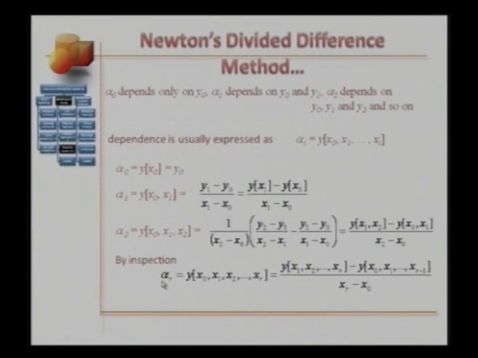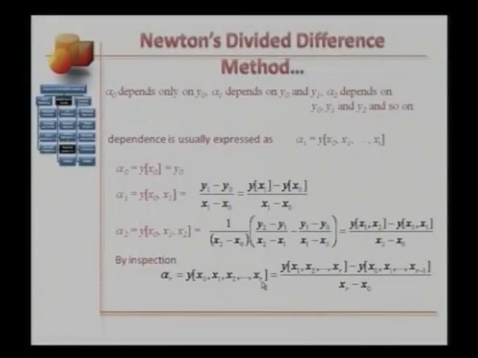In general, alpha r can be written as y within square parenthesis x0, x1, x2 up till xr, and this is equal to y within square parenthesis x1, x2 up till xr minus y within square parenthesis x0, x1 up till xr minus 1, over xr minus x0. Let's see if it is true.